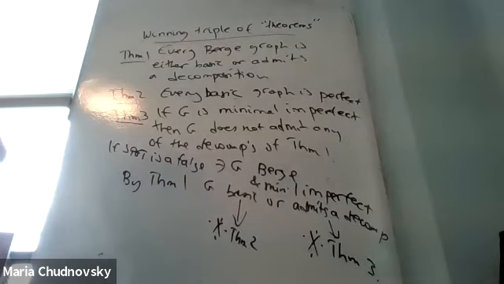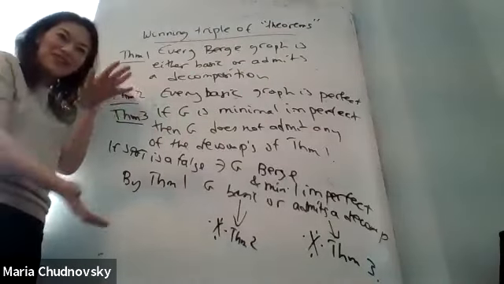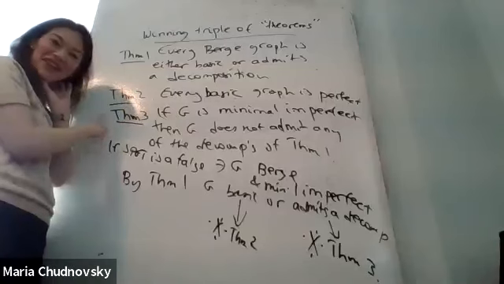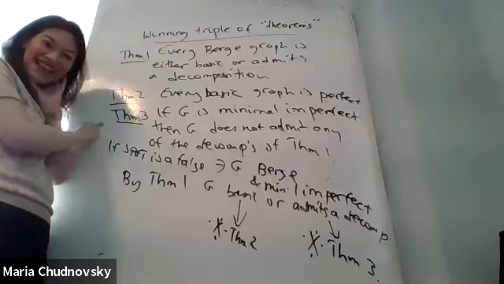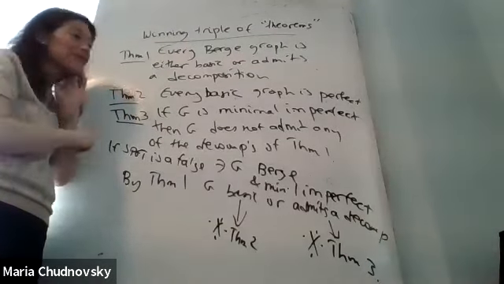And that's also why I'm saying it's kind of in the middle between understanding Berge graphs and understanding minimal imperfect graphs. Theorem one is understanding Berge graphs. Theorem three is understanding minimal imperfect graphs. And then theorem two is what brings them together.